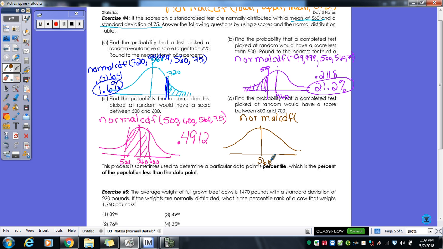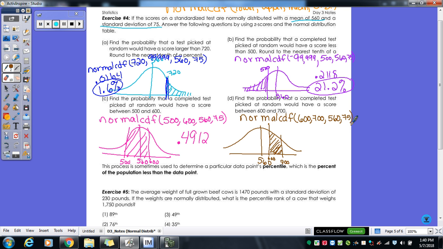Next one. So again, draw my bell curve. Put my little 560 right there in the middle. That's my mean. This time we're going between 600 and 700. That little shaded part in there. So what's our lower bound? 600. Upper bound? Mean? And standard deviation? 75.